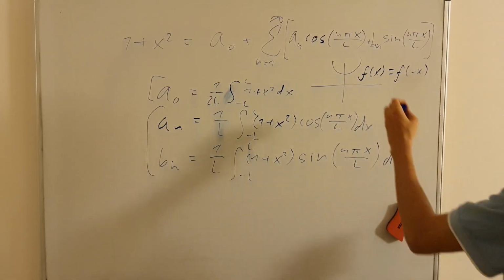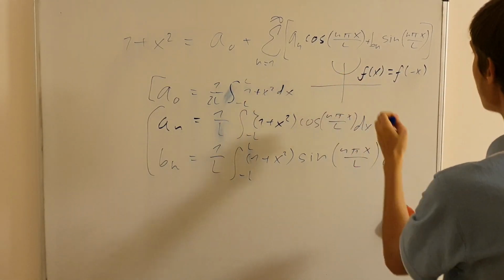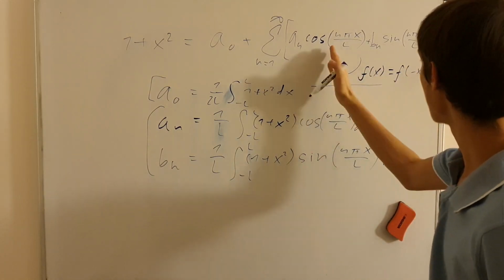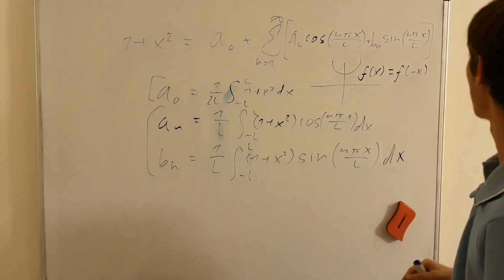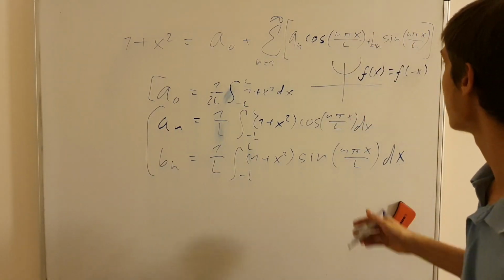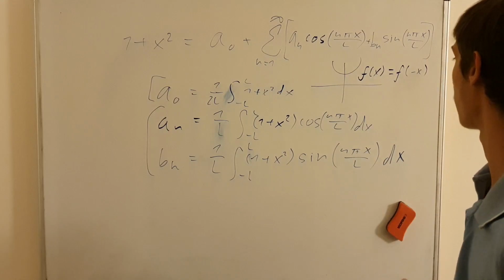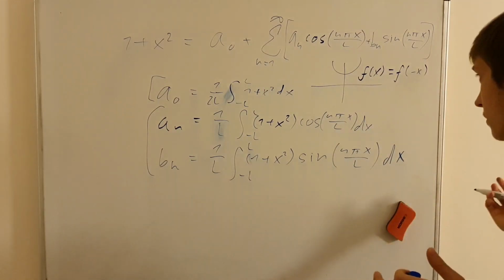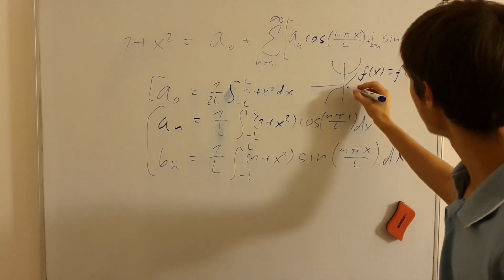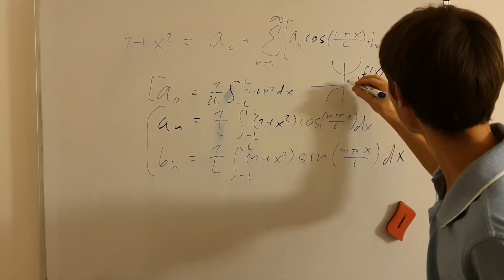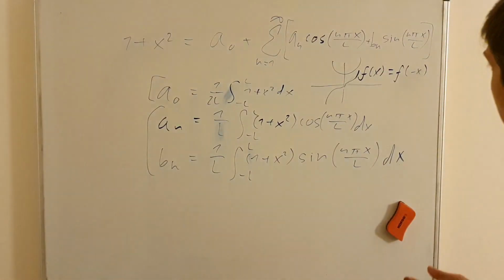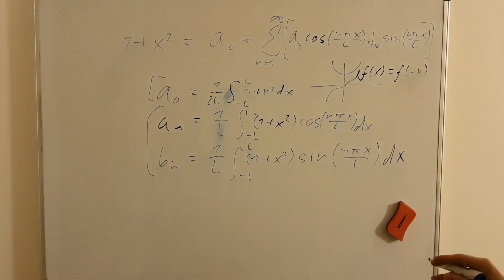That means if I input minus 1, it should give me the same value as if I input 1. If I input minus 100, it should give me the same value as if I input plus 100. It means it's symmetrical about the y-axis, right? If it was odd, it would be symmetrical about the origin. It would look like this, kind of. Something like x to the third power, for example, and that would be an odd function.